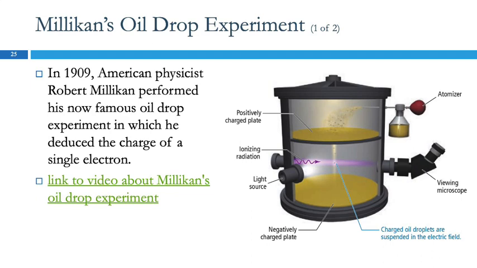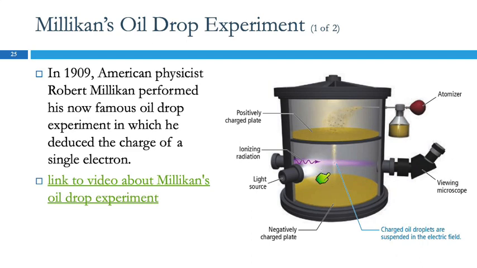Millikan did this experiment. It's called the oil drop experiment. So he's got an atomizer here, like you might use for perfume, to get a real fine mist of oil. You spray in here, and gravity pulls it down. And there's a little hole in this plate, and so some of those little oil droplets fall through. And we've got some ionizing radiation that's going to zap them and put a charge on them. We've got a light source and a microscope. And then this plate is positively charged, and that one is negatively charged.